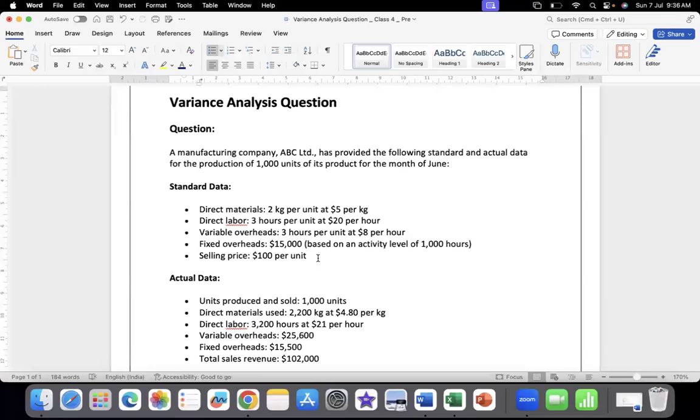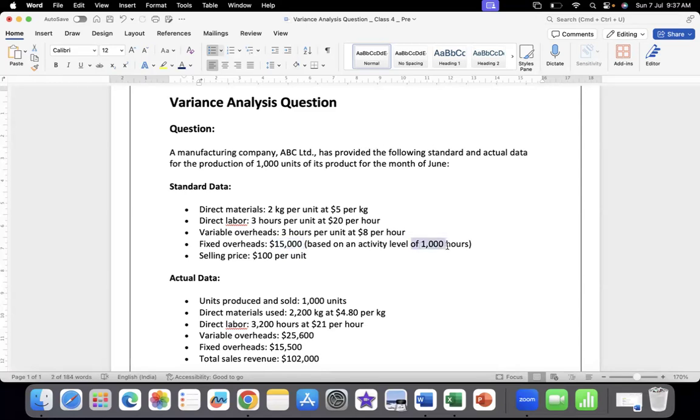We have been given the standard data directly. 2 kg per unit is required at the rate of $5 per kg, and 3 hours per unit at the rate of $20 per hour. Then we have variable overheads, 3 hours per unit at the rate of $8 per hour. Same goes for fixed overheads. Fixed overheads as per standard are 15,000 based on an activity level of 1,000 hours.